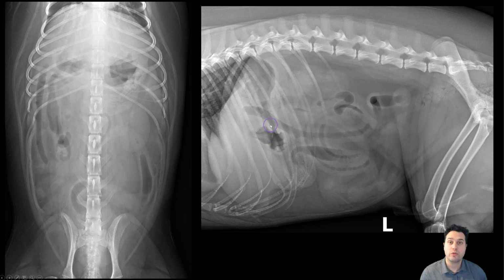This is the normal distribution of gas in the left lateral projection, and we can really nicely see this duodenum extending in its normal location along the length of this patient. And again, in the ventrodorsal projection, we've got a pyloric antrum filled with gas and a nice straight shot of the duodenum down the right body wall here. That's our normal finding.